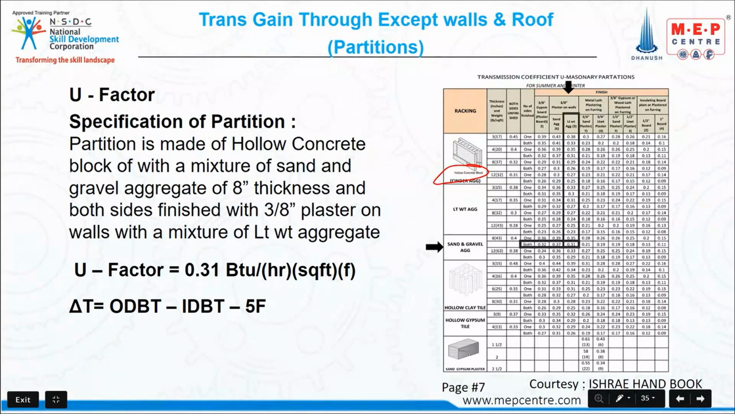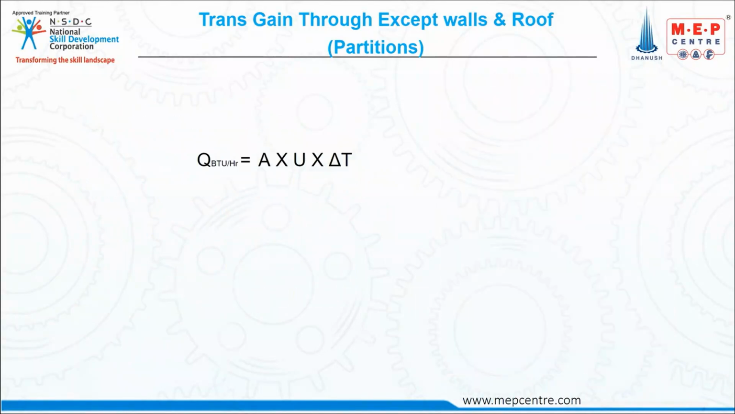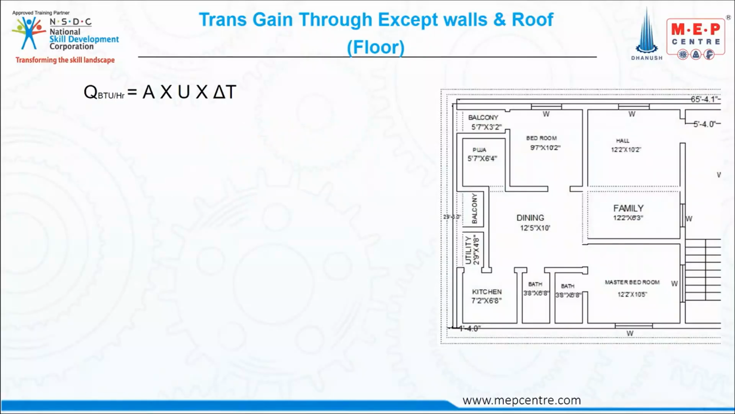And delta T, here delta T is fixed. ODBT minus IDBT minus 5 degree Fahrenheit, which is 106 minus 75 minus 5, which is 26 degree Fahrenheit. Now, Q equals A into U into delta T, which is area 171.84 into 0.31 into 26, which is 1385.03 BTU per hour.